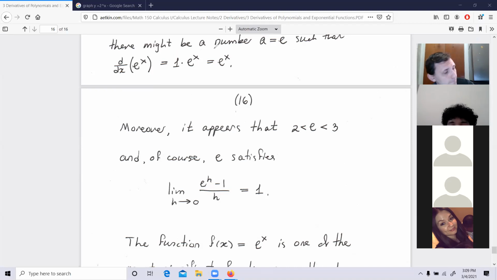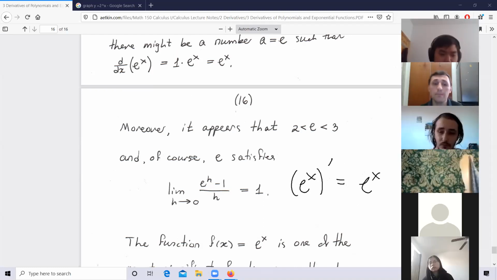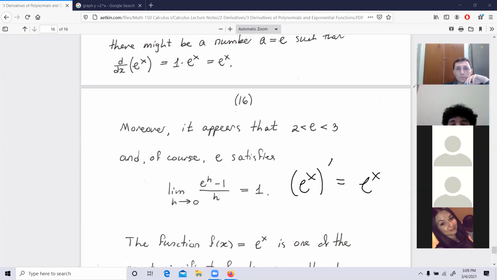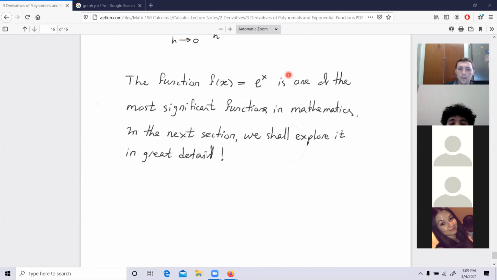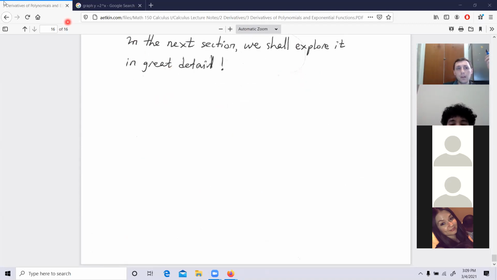Right? We are postulating that there will be a base e. It's a number between 2 and 3 where the derivative is simply e to the x, because the limit here is 1. The derivative of this function at 0 is 1. Clear? All right, let's move on.